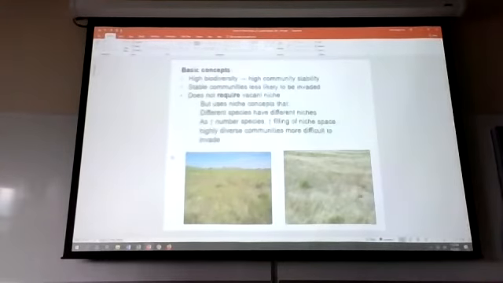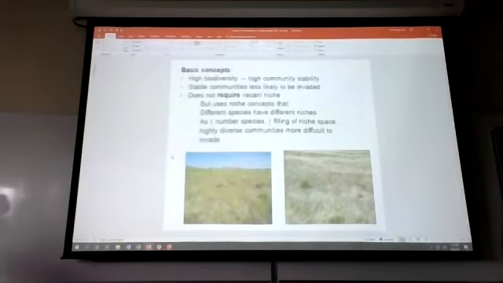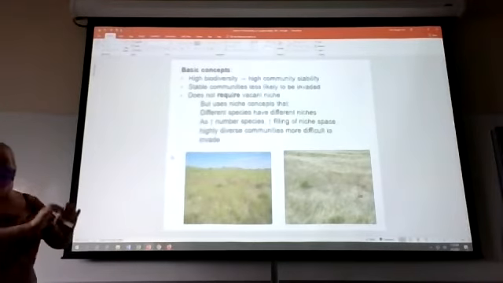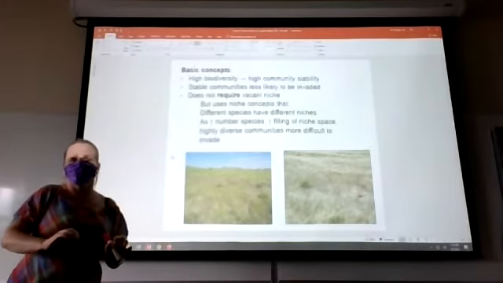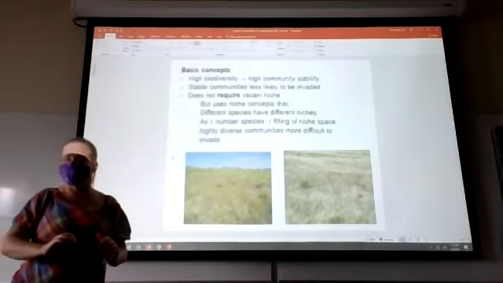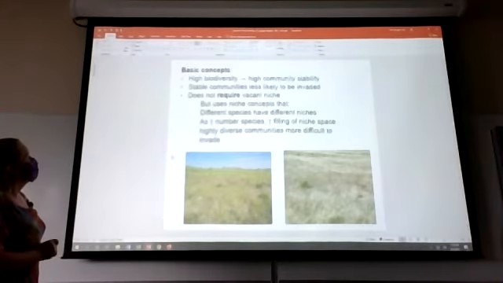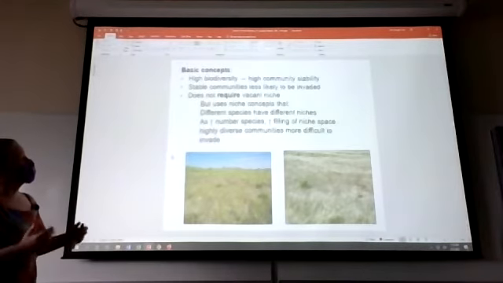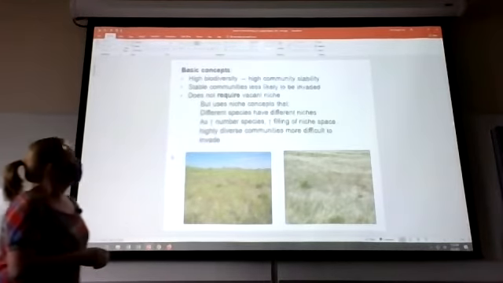So if there's high biodiversity, that means there's high resistance. So they're a little bit more resistant to invasion. So then stable communities are less likely to be invaded.